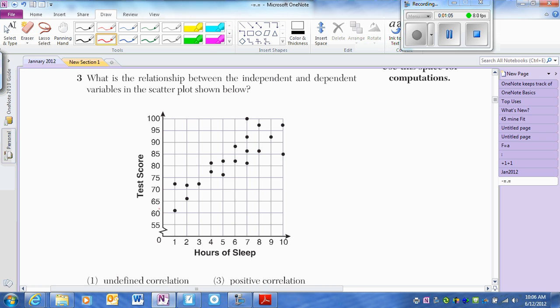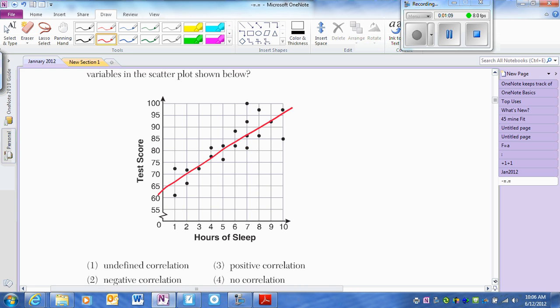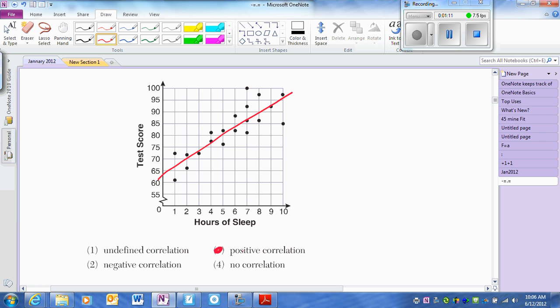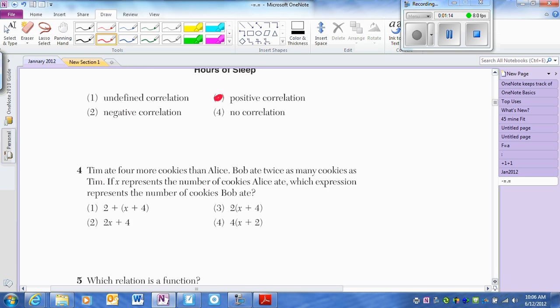This, if I drew on the line of best fit, has a positive correlation because it's going up, and they're kind of tightly bound together, so we'll do positive correlation there.